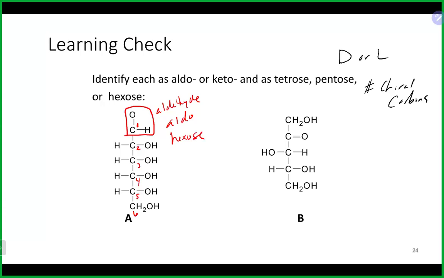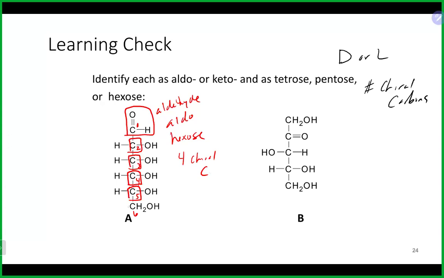What else are we looking at? Number of chiral carbons. How many is it? It does have four. This number two should be chiral. Number three, number four, and number five here should be chiral. Again, the very top one is not. There's not four different groups attached. The very bottom one, once again, has those two hydrogens, which makes it achiral in this case. And so, four chiral carbons.